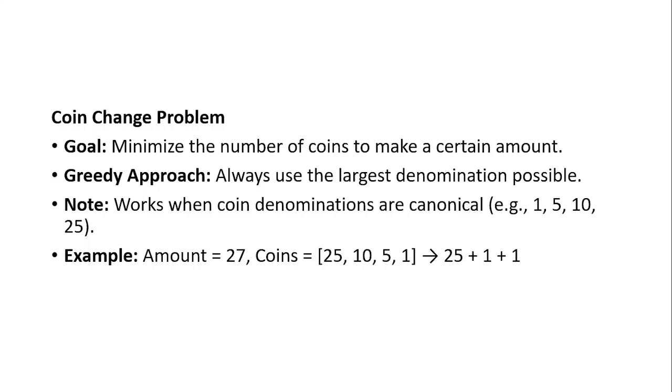Under the coin change problem, I want to make a certain amount out of the coins, and I should use the minimum number of coins. So here the greedy approach will be to use the largest denomination possible. Let's say I have coins of 25, 10, 5 and 1, and I want to make the amount 27. I'm going to make use of one coin of 25, another coin of 1 and another coin of 1. So using these three coins, I will make the amount of 27.